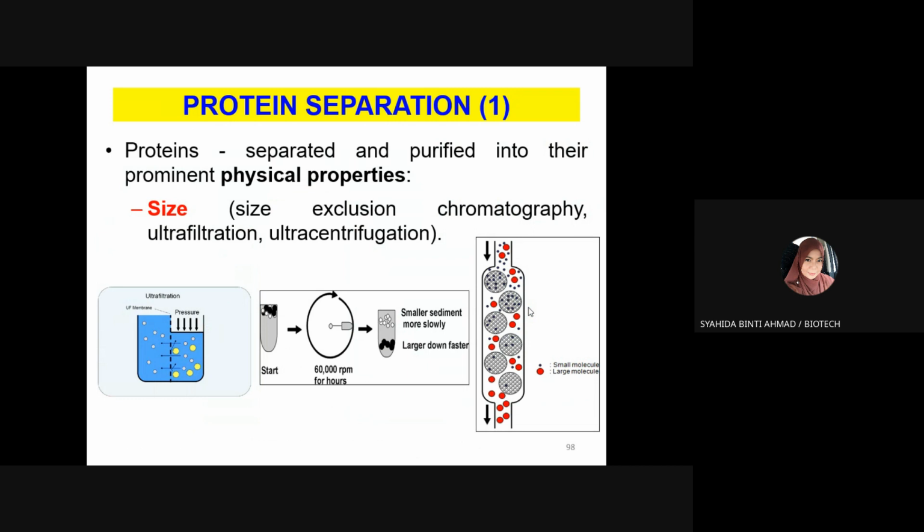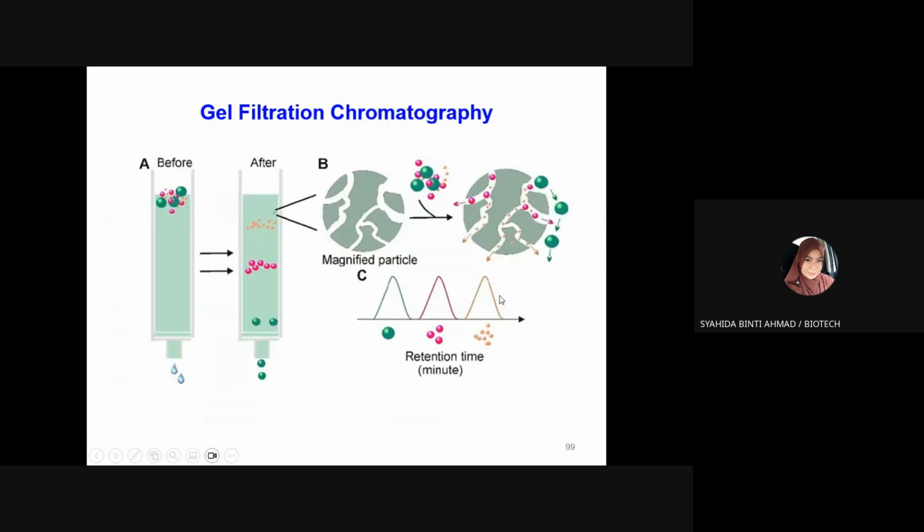All right. Then we can do protein separation, as I mentioned earlier, by size. You can do ultrafiltration, or centrifugation, and you can also do size exclusion chromatography. So you can separate them through size. This is to give you the idea.